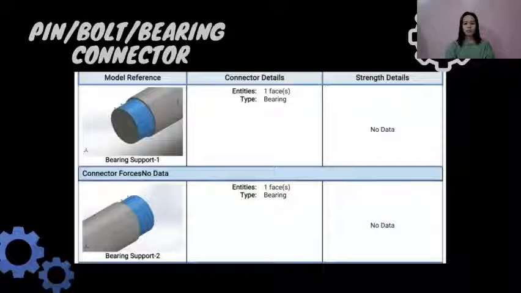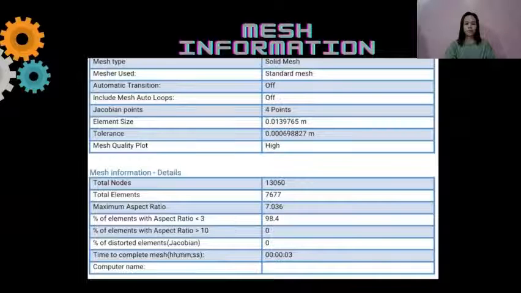Bearings are essential components of many designs because they allow smooth motion while reducing friction as compared with other connectors. SolidWorks provides you with virtual bearing connectors that replace manually generated models of these parts but create the same effects on the rest of the system. Next is the mesh information. So the type of mesh is solid mesh, and the measure used is standard mesh.